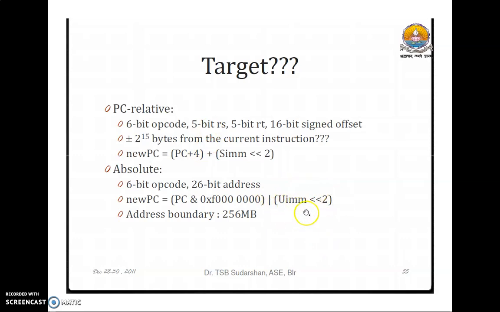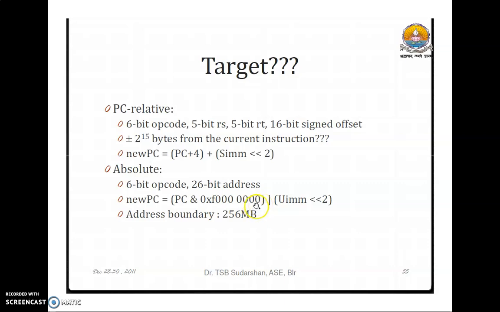That 28 bits will be ORed. This vertical line is called bitwise OR, with this quantity. So let us see what this quantity is. This is the old PC value which is getting bitwise ANDed with a pattern. If you look, this pattern is special. It has the higher 4 bits as 1. Rest of the bits are zeros.